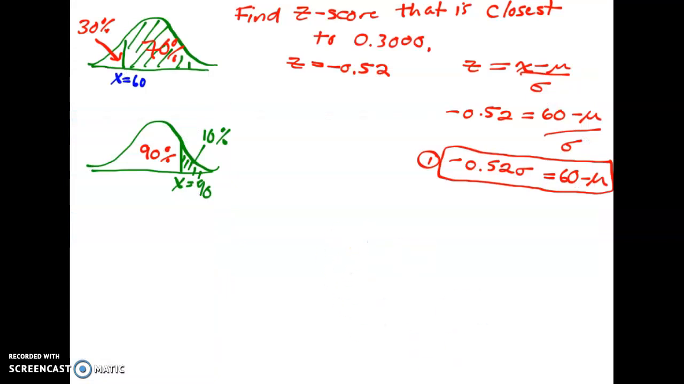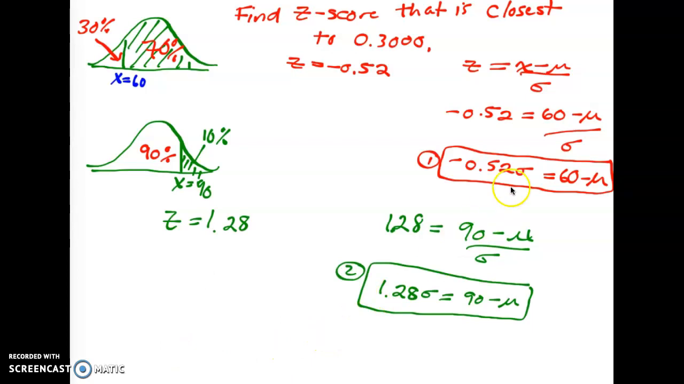So just like before, okay, the z-score is 1.28. So we're going to fill in the z-score. We're going to fill in the x, which is 90. And then we have a mu and a sigma. Okay, I'm going to cross multiply again to get 1.28 sigma equals 90 minus mu. So now we have two equations with two unknowns.